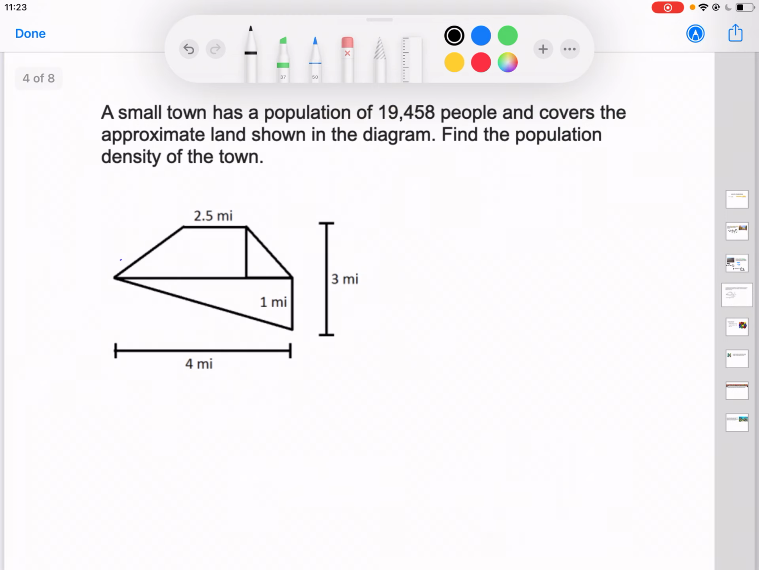All right, let's kick it up a gear because this is getting too easy. This time we've got our town. We still have the population, but they didn't tell us the area, so we have to find the area of the town. We've got this nice shape down here though, so I'm going to break it up into different shapes. I'm going to take this triangle and find its area. The area of a triangle is a half times the base, which in this case is 4, times our height, which is 1. Then I'm going to add that to the area of the trapezoid.